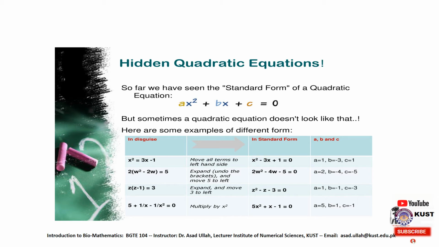The last example is 5 plus 1 over x minus 1 over x square is equal to 0. To transform this equation to the standard form, multiply this equation by x square throughout. So we get 5x square plus x minus 1 is equal to 0. The coefficient values a is equal to 5, b is equal to 1 and c is equal to minus 4 are calculated by comparing this equation with the standard equation ax square plus bx plus c is equal to 0.